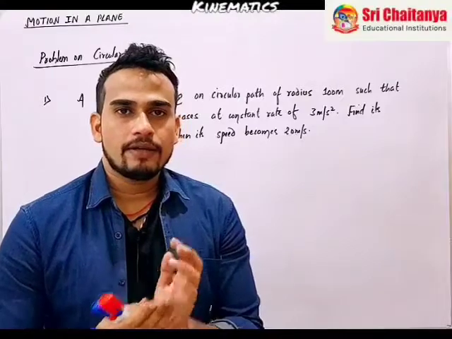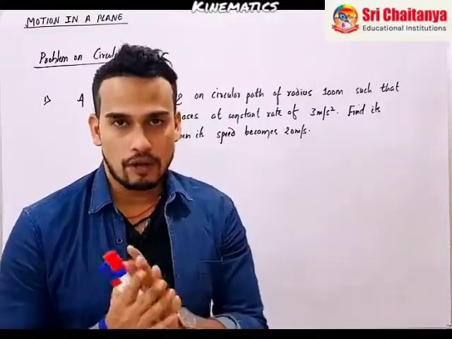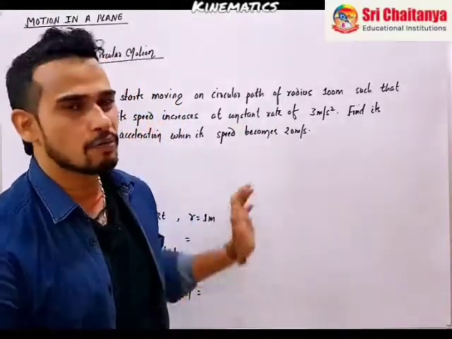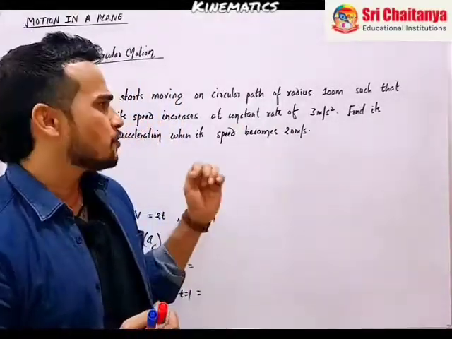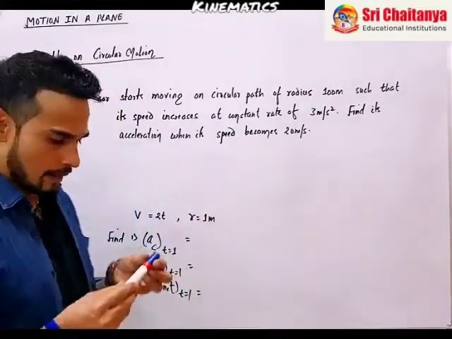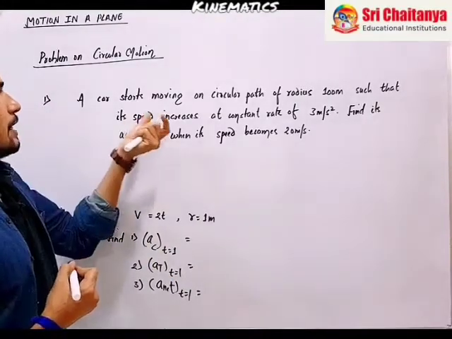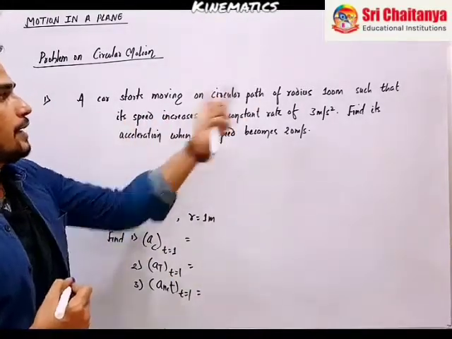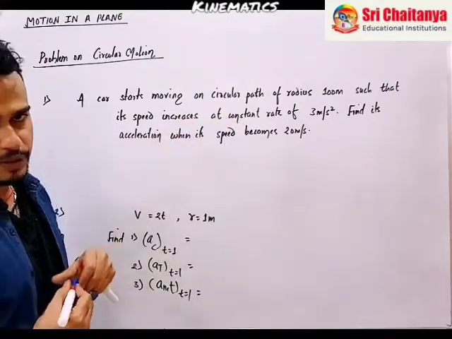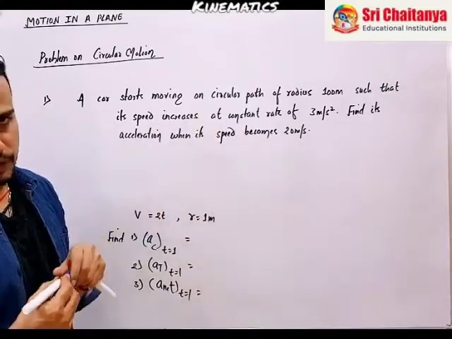Let's see some questions based on circular motion which we studied just now. These are very famous types of questions. This type of question has already been asked in your NEET exam. So just see how to use the result that we studied right now. In the first question, they are saying a car starts moving on a circular path of radius 100 meter such that speed increases at a constant rate of 3 meter per second square. Find acceleration when its speed becomes 20 meter per second.